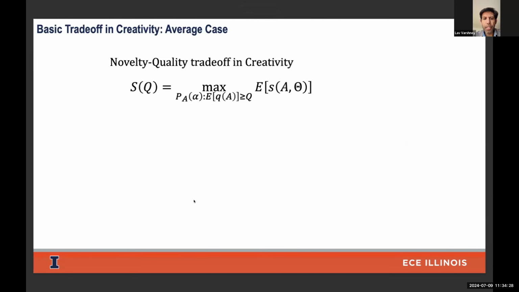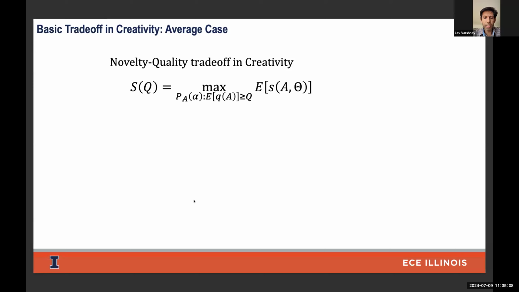Now we have defined a notion of novelty, a notion of quality, artifacts, and knowledge. And we can use these to assert a novelty-quality trade-off in creativity. For example, we might want to optimize surprise under a quality constraint, and we might do this in an expected sense. So we might maximize the expected novelty over the choice of a creativity algorithm, which I'll denote by P alpha, capital alpha of lowercase alpha, such that the expected quality is more than the constraint Q.